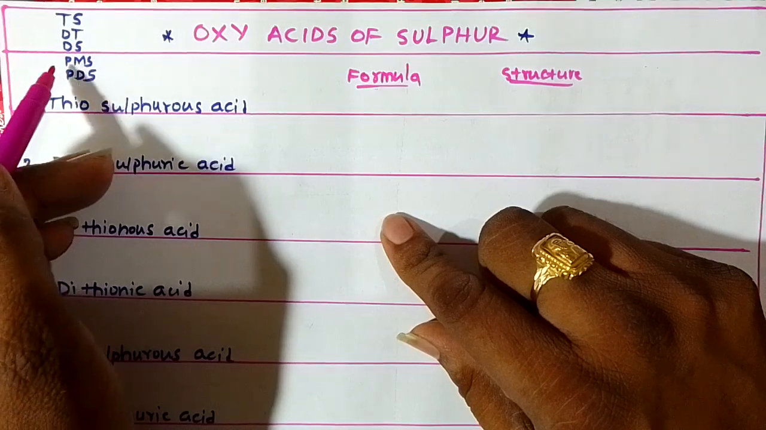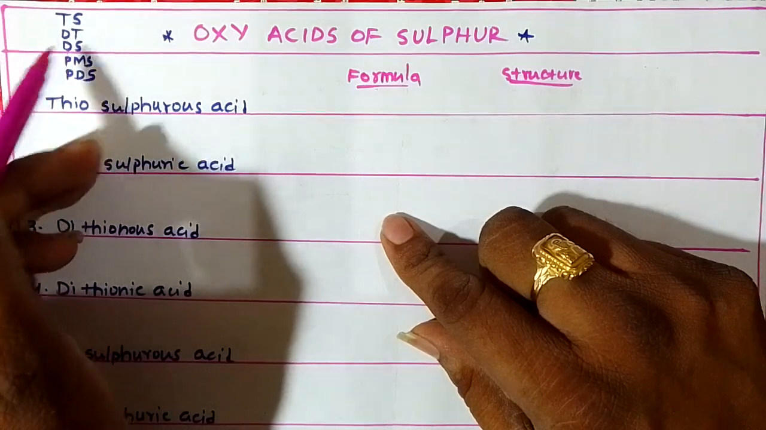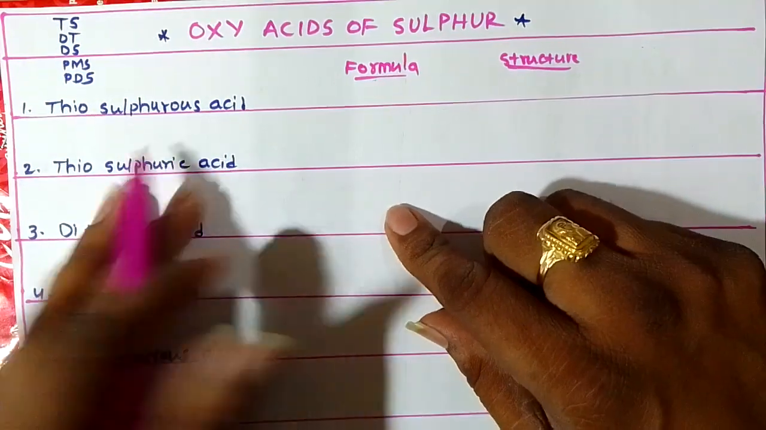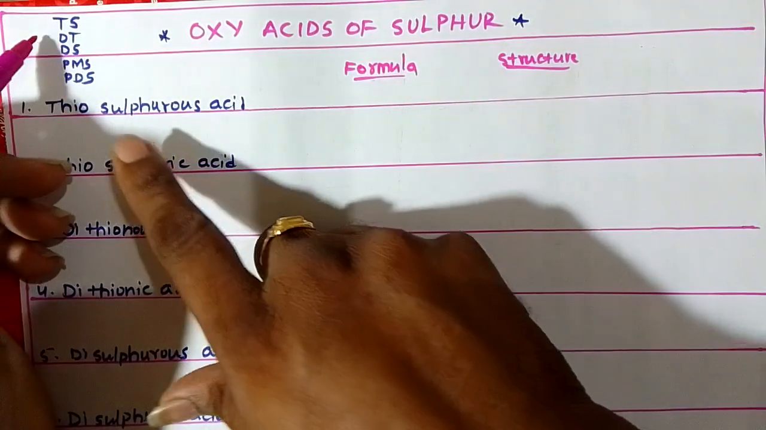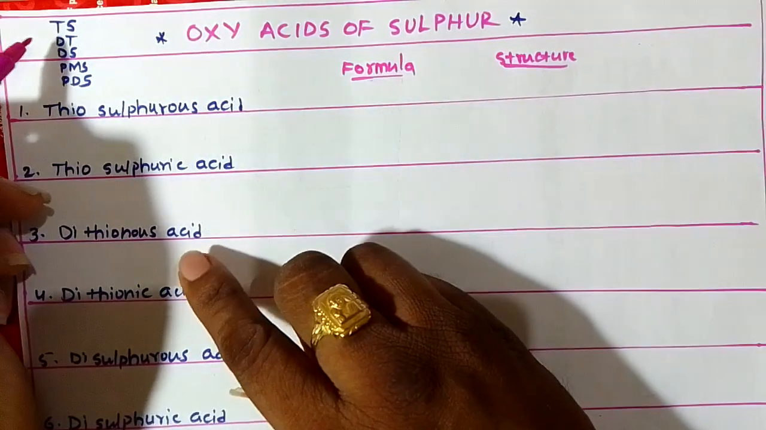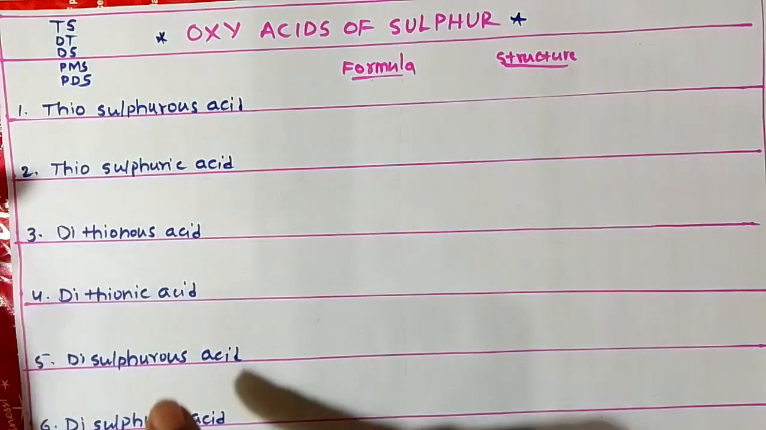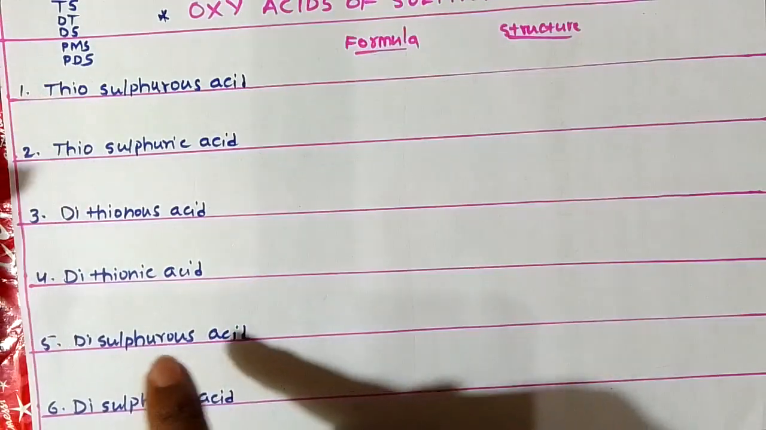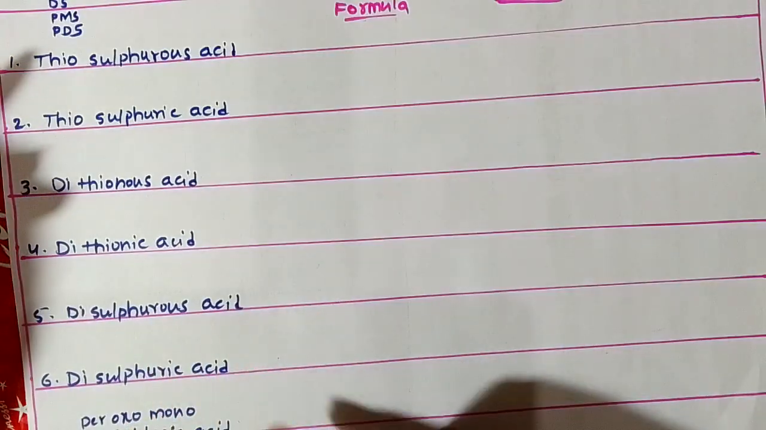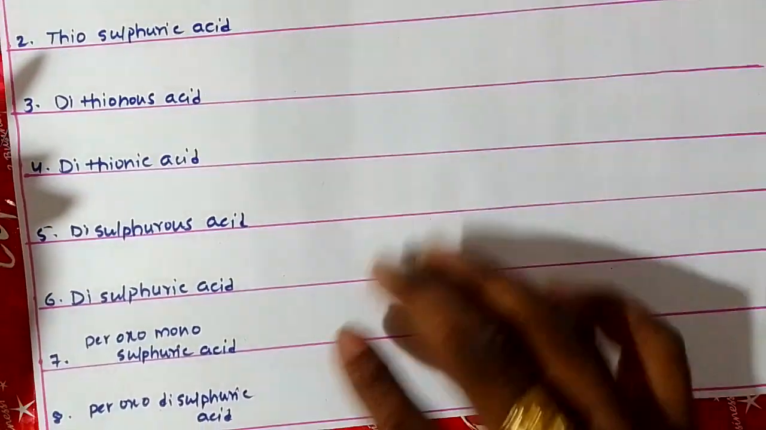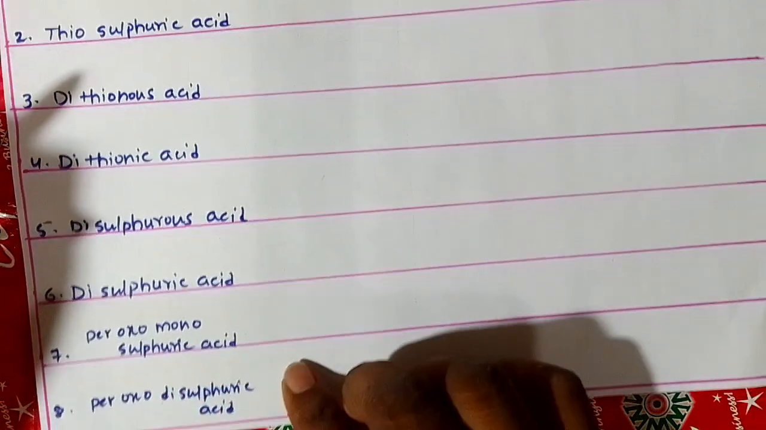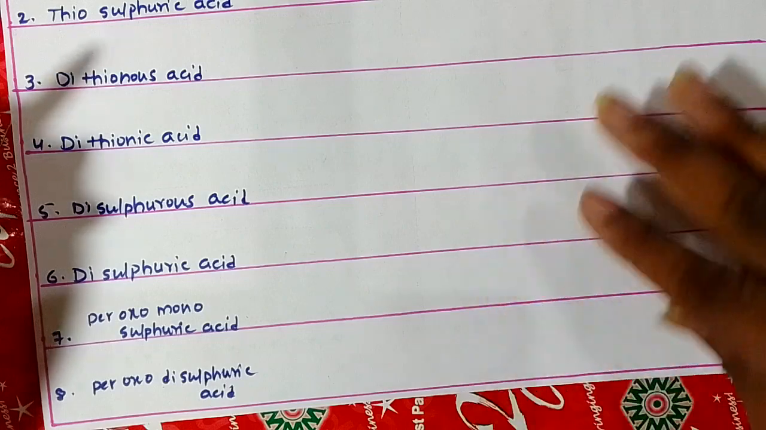TS, DTDS, PMS, PDS. TS means thiosulfurous acid, thiosulfuric acid. DT means dithionous acid, dithionic acid. DS means disulfurous acid, disulfuric acid. PMS means peroxomonosulfuric acid, and PDS means peroxodisulfuric acid.